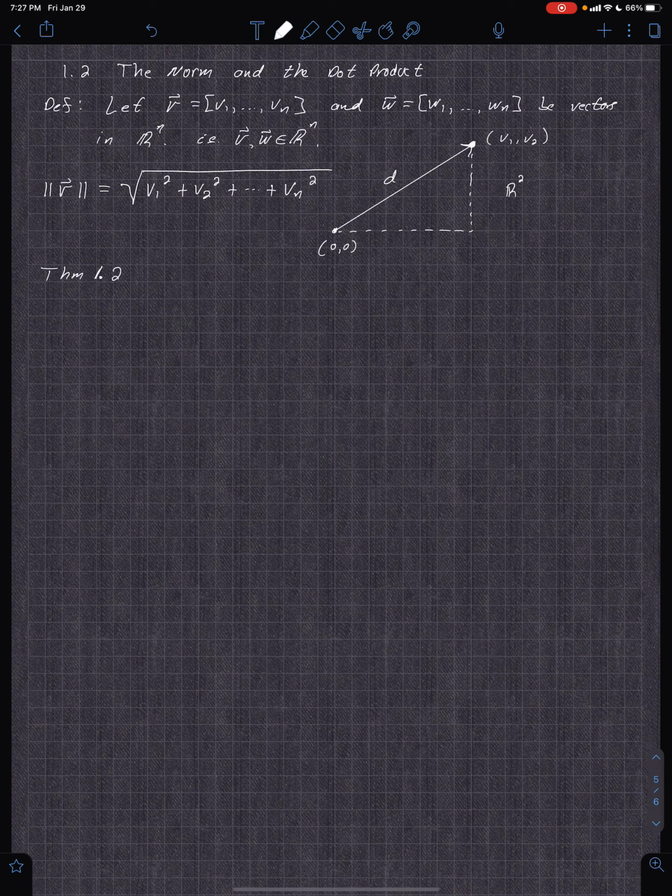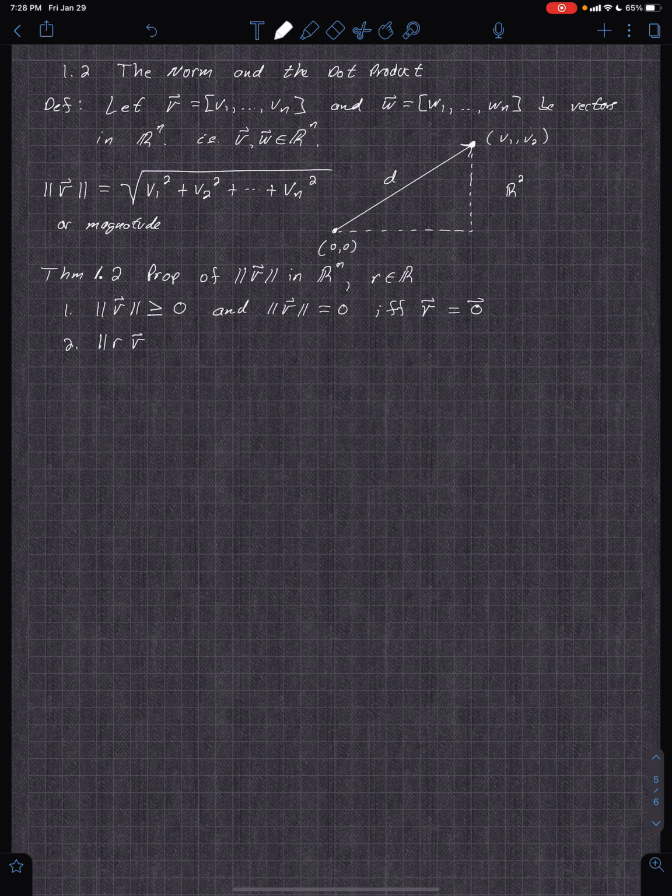And then Theorem 1.2 gives us the properties of the norm, or magnitude, of v in Rn. Let little r be in the reals. 1, the magnitude of v is greater than or equal to 0, and the magnitude of v equals 0 if and only if v is the 0 vector. Okay, that one's pretty straightforward. Kind of makes sense. 2, we can factor out the r in absolute values.